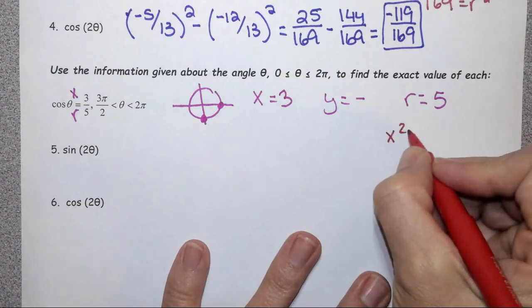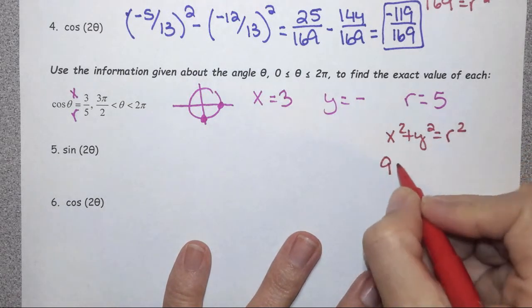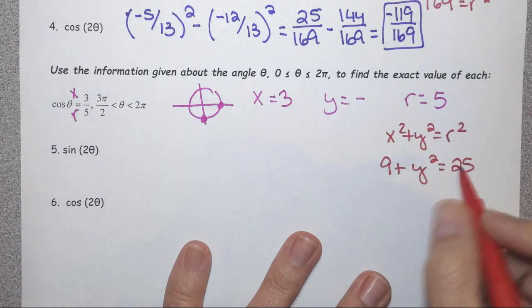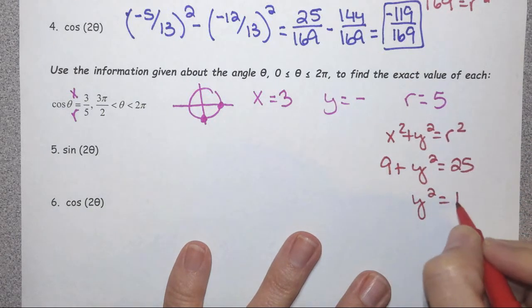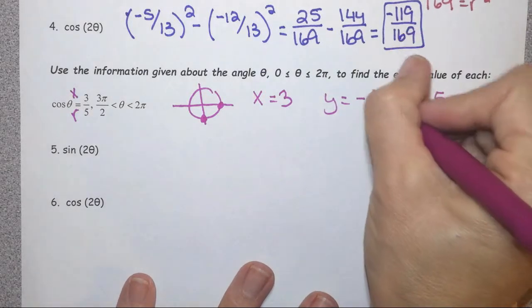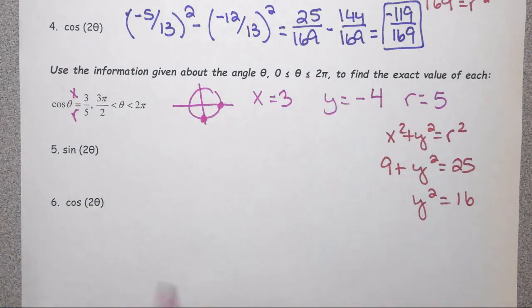So we've got x squared plus y squared equals r squared. So 9 plus y squared equals 25. Subtract 9. Y squared equals 16, and the square root of 16 is 4. But we're going to remember that it's negative because I'm in quadrant 4.